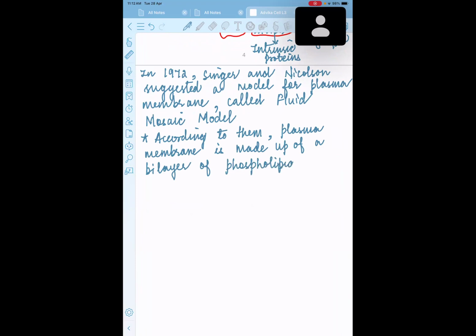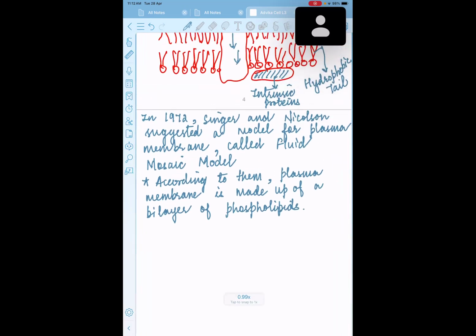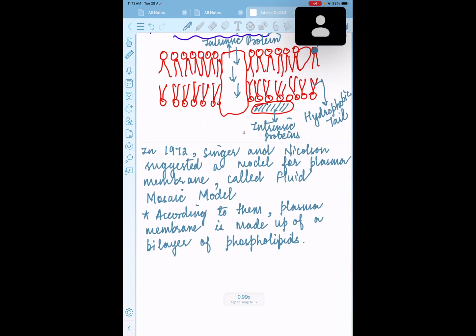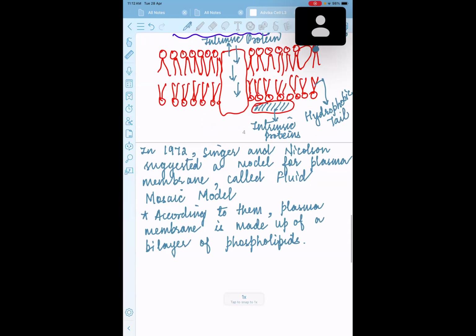Can you tell me, Advika? For the transportation and all. No, bilayer means two layers they have. This is the first layer, this is the second layer. That is why the bilayer. Okay. So they have two layers, like in a sandwich, if we have to make one, there will be two layers, right? The upper one and the lower one. Yeah, the same way.